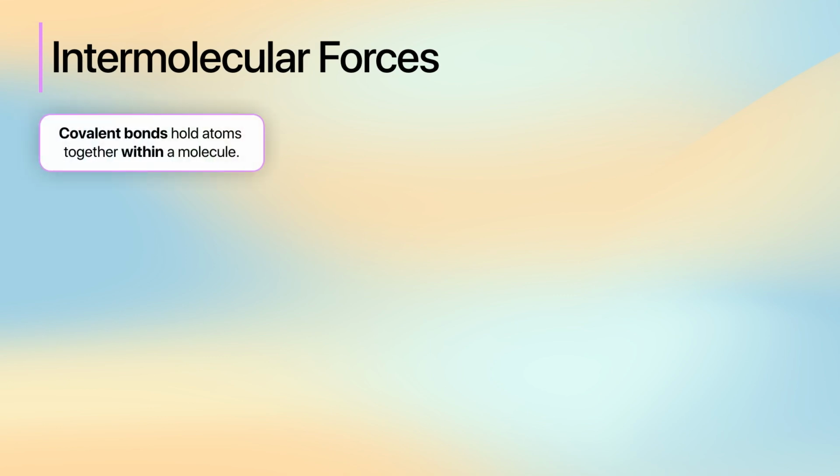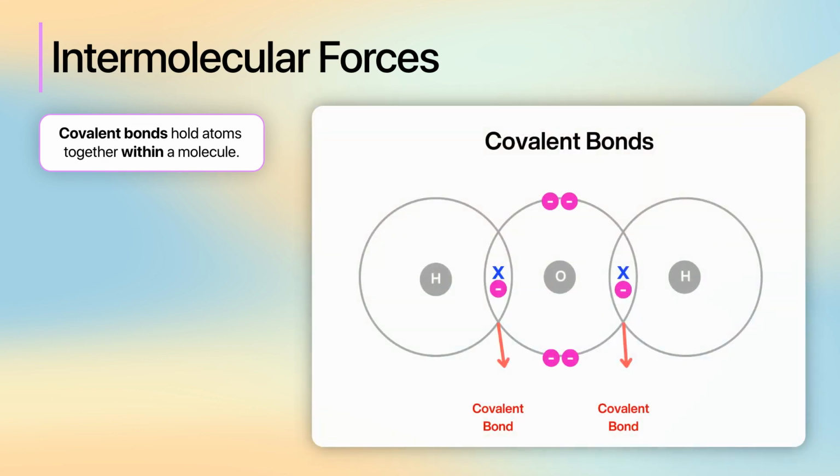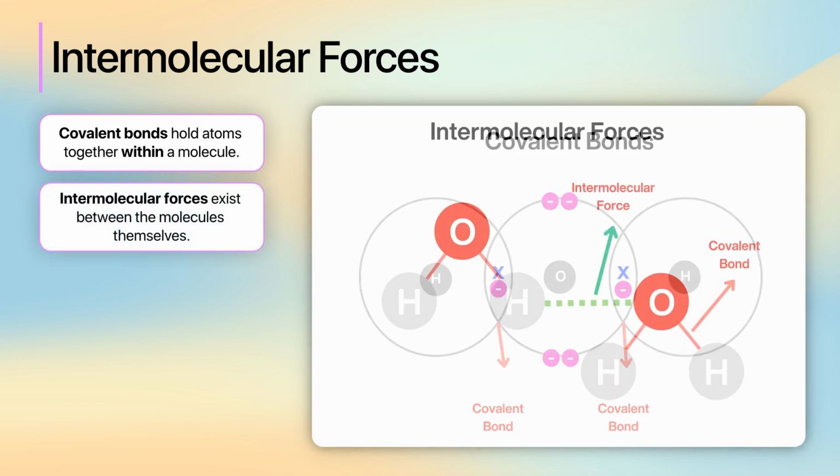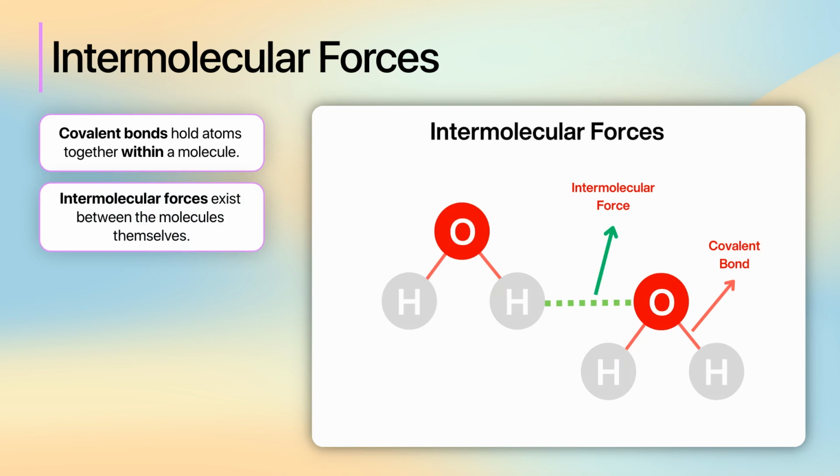To understand this, we need to distinguish between two types of forces. First, covalent bonds. These are the strong bonds that hold atoms together within a molecule. For instance, in a water molecule, the hydrogen atoms are covalently bonded to the oxygen atom. The second type is intermolecular forces. These are the forces that exist between the molecules themselves.